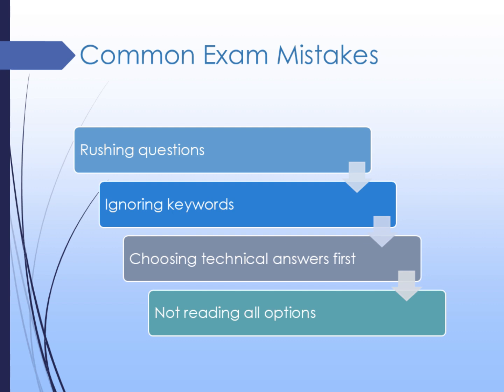And finally, many candidates do not read all the options carefully. Often the first answer looks reasonable, but a later option is broader, more strategic, more preventive, or more aligned to the root cause. Always evaluate every option before making your final choice. The key takeaway from this slide is simple. Slow down, identify the keywords, think like an auditor, and choose the answer that best aligns with risk, governance, and business objectives.